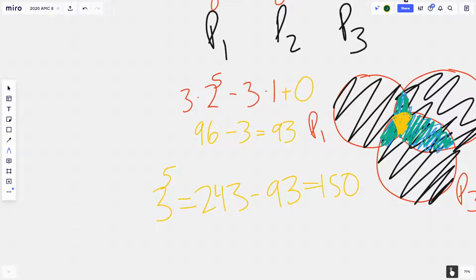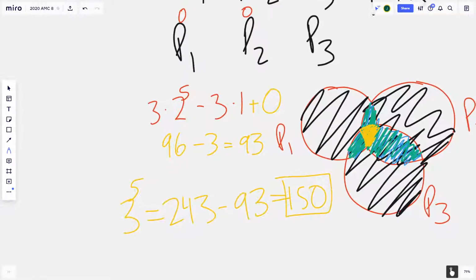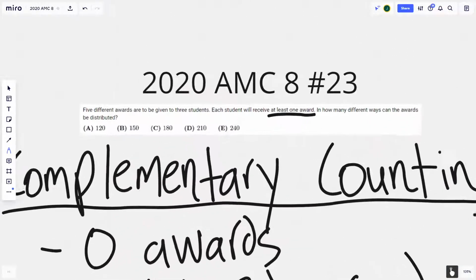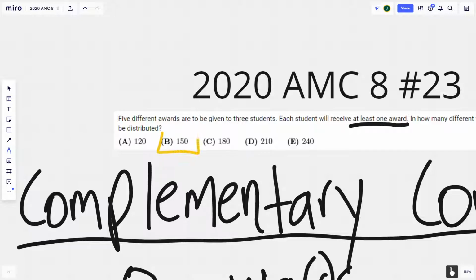And this is what the problem is asking us for, because this is the number of ways in which every student gets at least 1 award. No student gets 0. So our answer to the problem is B, 150.